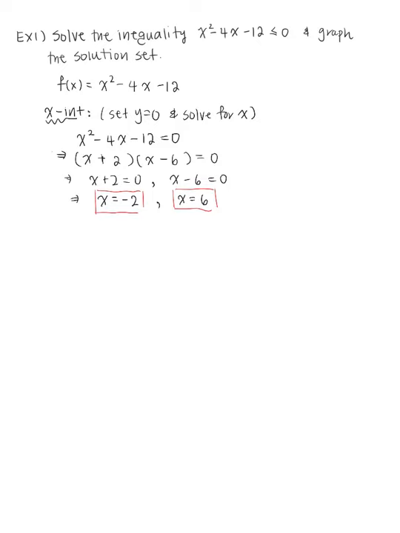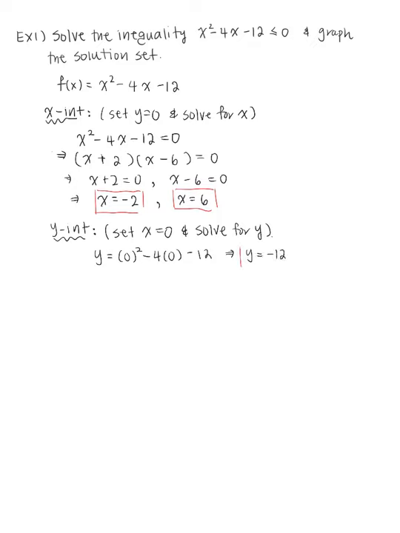And let's get ourselves the y-intercept. Now how do you find it? You're going to have to set x equals 0 and solve for y. Okay, so if I do that, then what do we get? y equals 0 squared minus 4 times 0 minus 12. So that implies that y equals negative 12 is going to be our y-intercept.